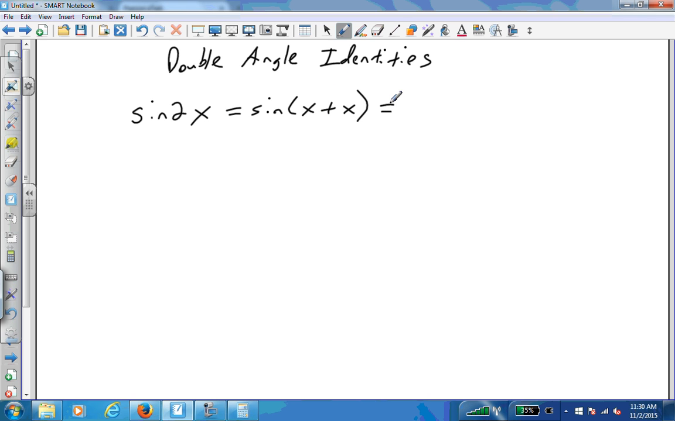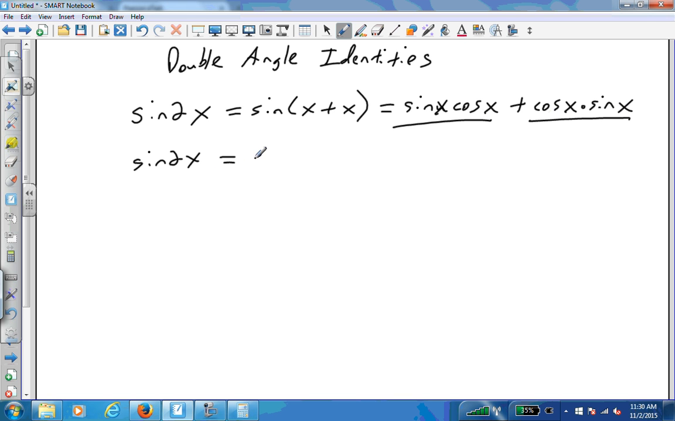Well, remember our sum and difference identity for sine said take sine of the first angle times cosine of the second angle. If this is plus, do a plus here: cosine of the first angle, sine of the second angle. Well, notice those two things are the same. Sine x cosine x, sine x cosine x. So sine of twice an angle is 2 sine x cosine x.